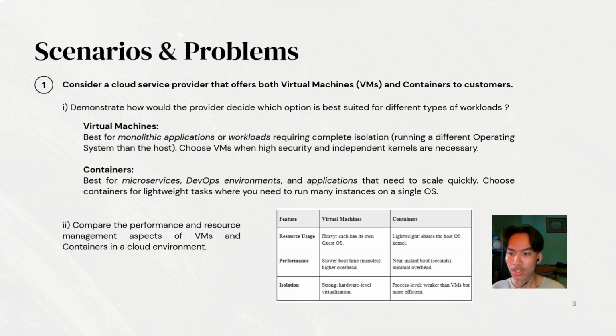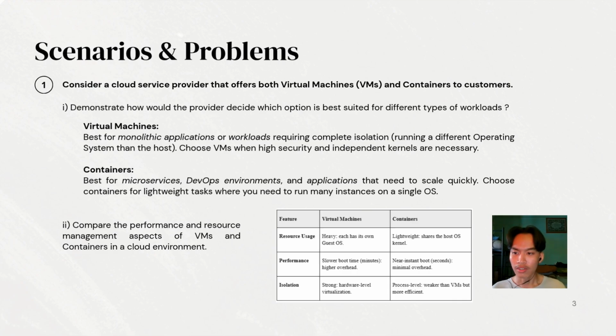OS. The second problem is we have to compare the difference between virtual machines and containers in terms of resource usage, performance, and isolation. The first term is resource usage. A virtual machine is much heavier than a container because each has its own guest OS, while a container is lighter than a virtual machine because it shares the host OS in a single kernel.